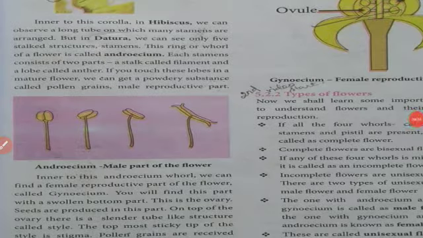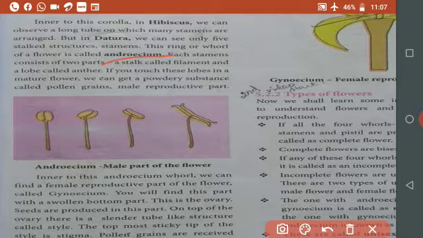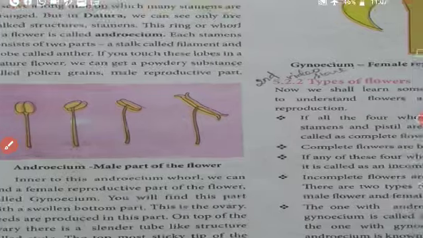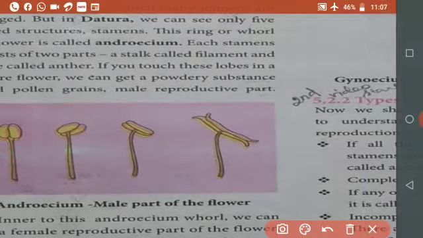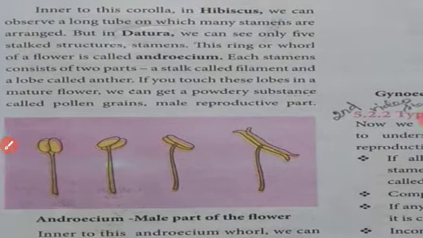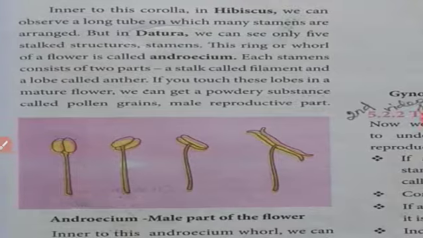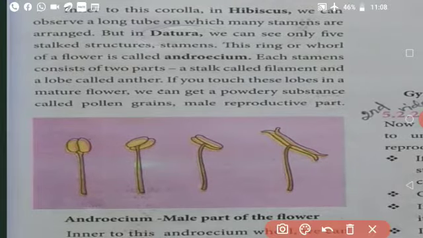Androecium is nothing but the male part. Each stamen consists of 2 parts: a stalk called the filament and a lobe called the anther. Anther means bag-like structure. If you touch these lobes in a mature flower, we can get a powdery substance called pollen grains. So only the male reproductive part comes out.